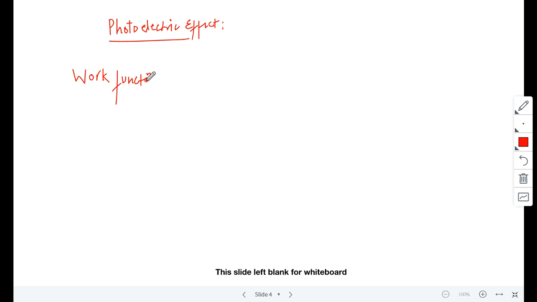What energy is required to delocalize an electron from the surface? Then there is a term known as threshold frequency. What do you mean by threshold frequency? That is the minimum amount, the lowest frequency of light.